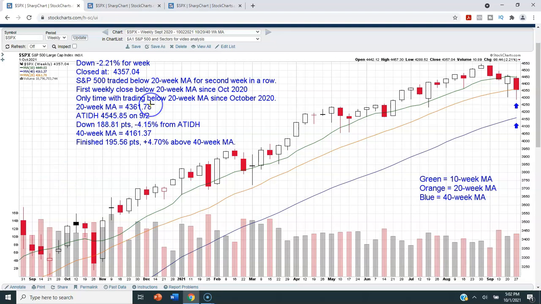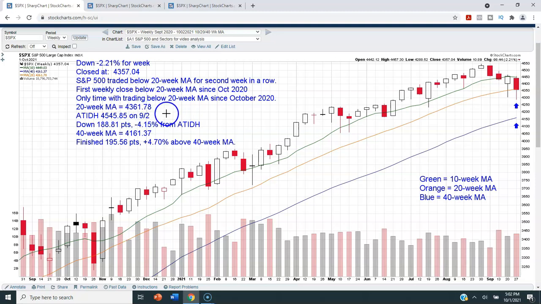And where we closed at 4357.04 is 188.81 points below the all-time intraday high. The all-time intraday high happened back here on 9/2, and we'll take a look at this on a couple different charts. But it's just good to know this stuff, guys. So bear with me here because this is important. It gives you a big picture perspective.